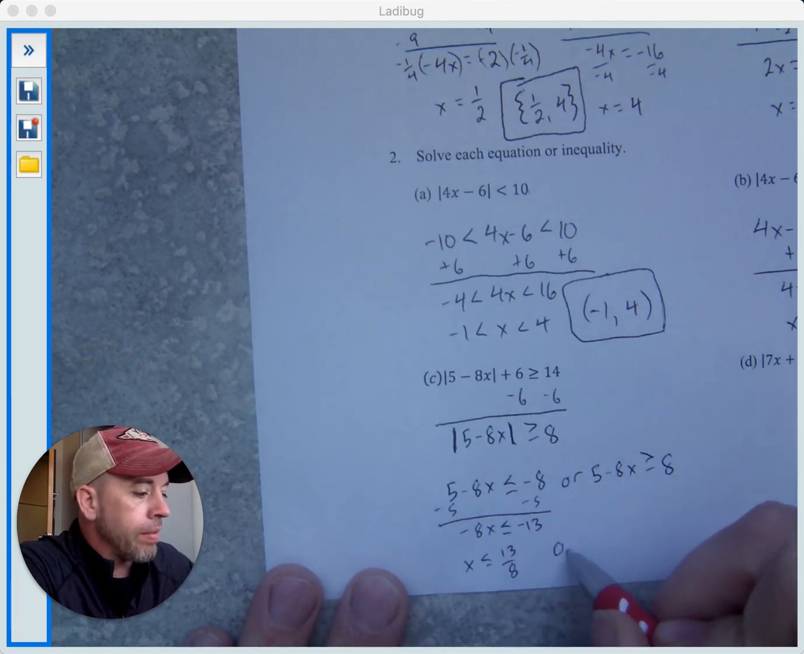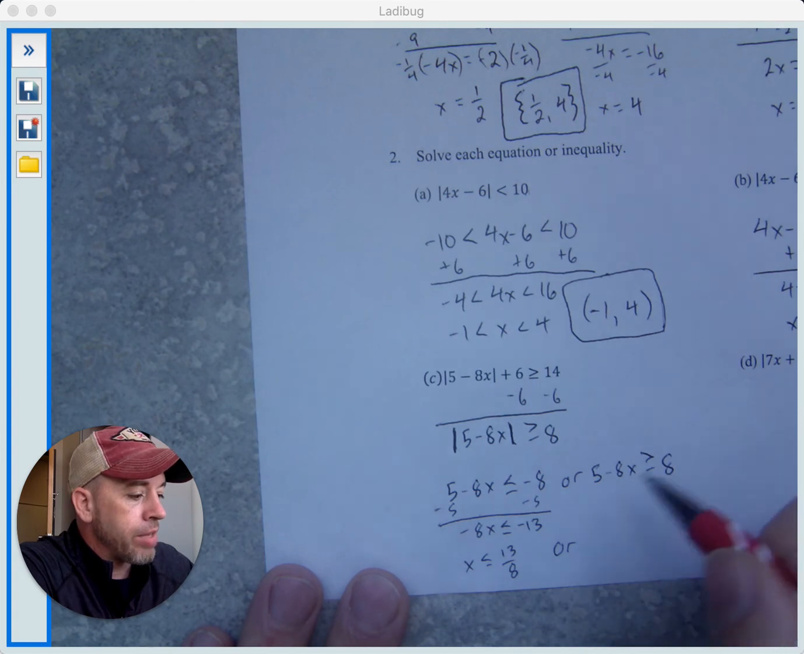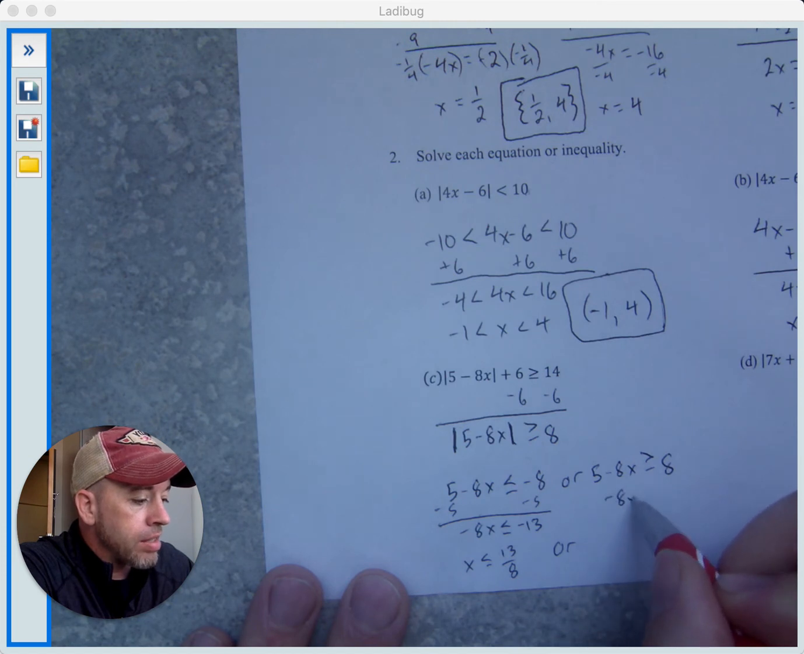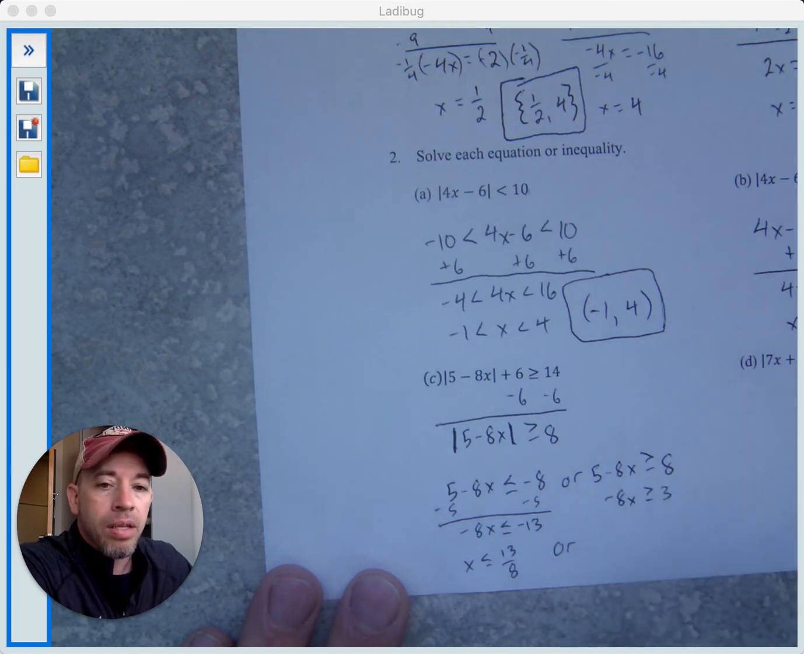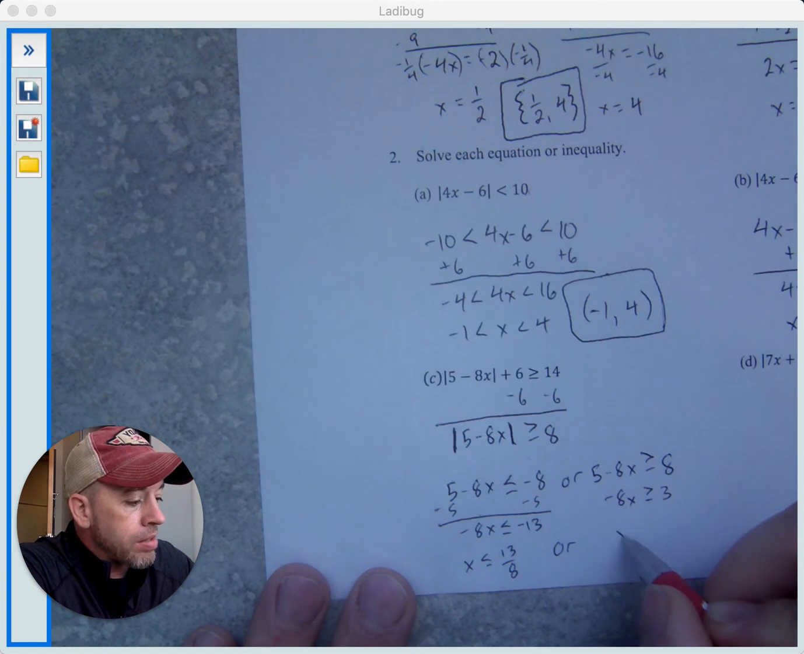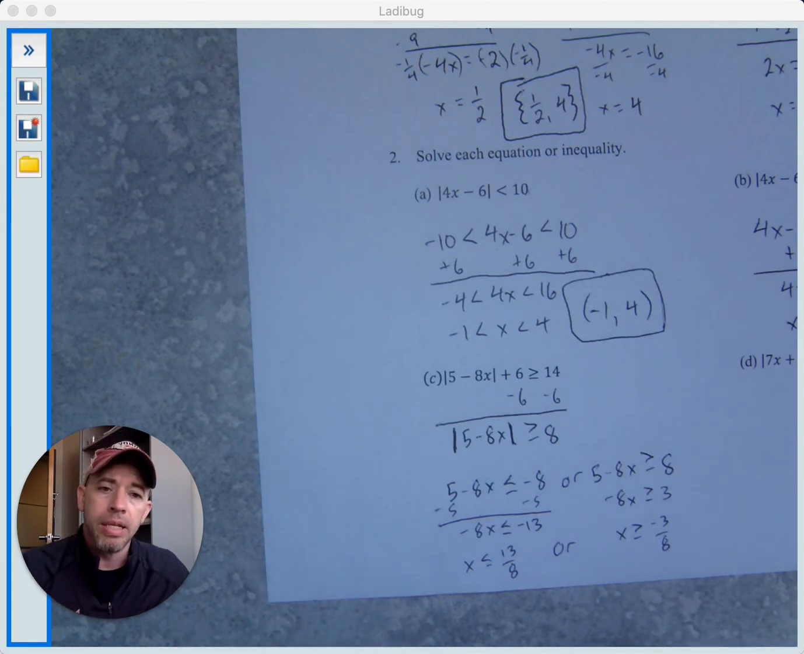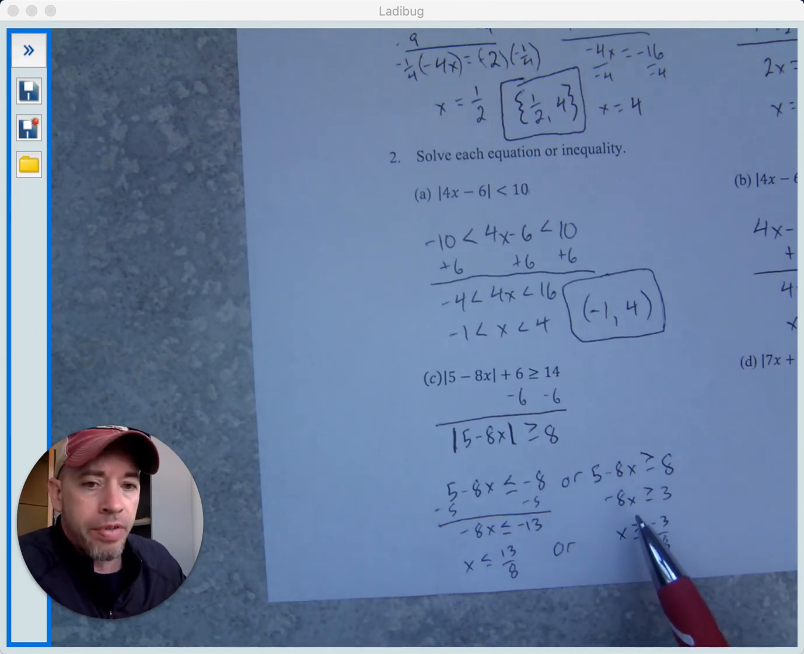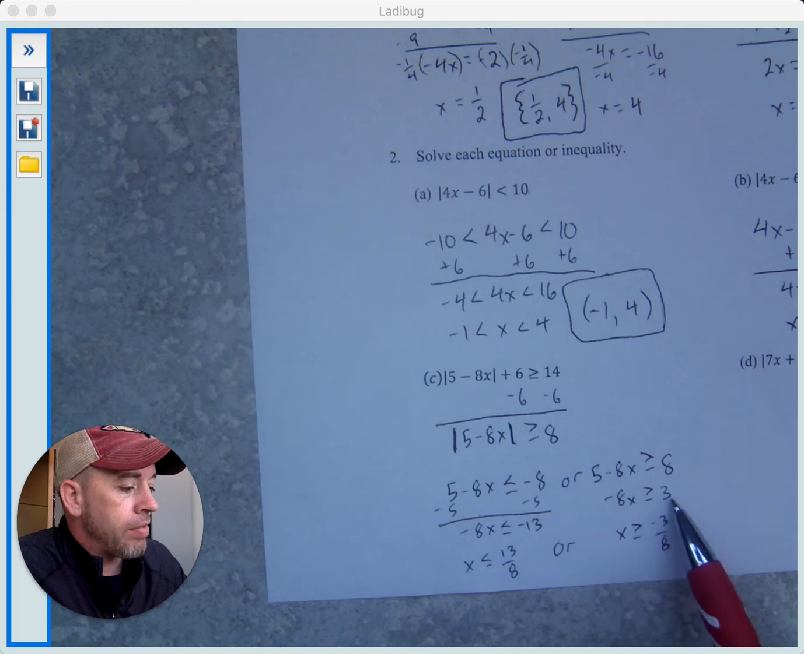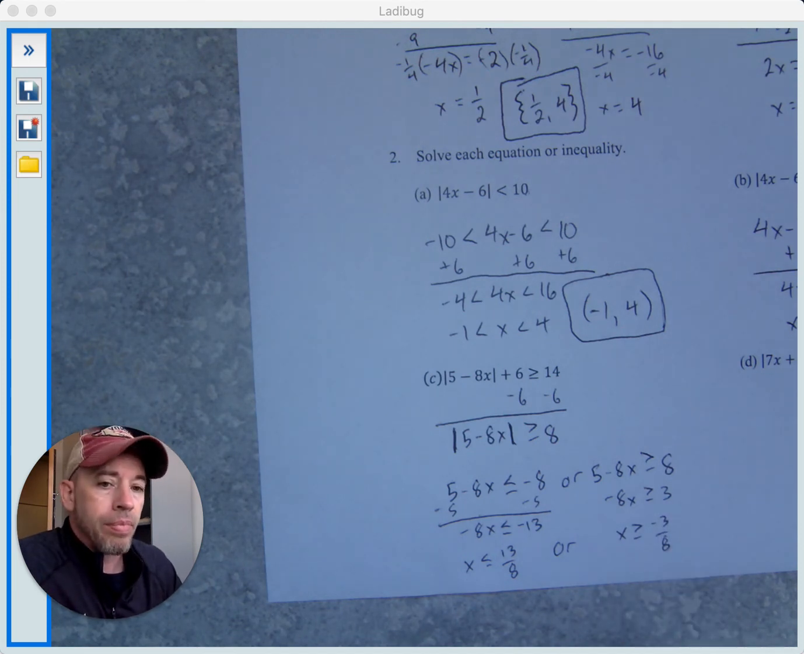We have our or. Solve this one. Subtract 5. This is a little easier because these are not negative. So 8 minus 5 is 3, right? So we have negative 8x greater than or equal to 3. Divide by negative 8, and we get x is greater than or equal to negative 3/8. I'm doing some of this arithmetic in my head, but hopefully you can follow along by now. Dividing by negative 8 will give us a negative 3/8 here.